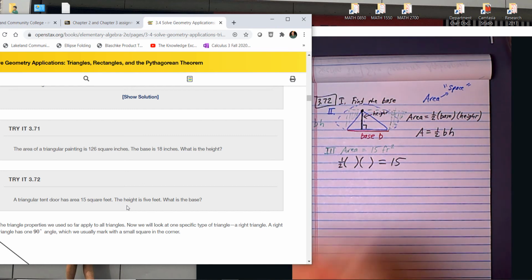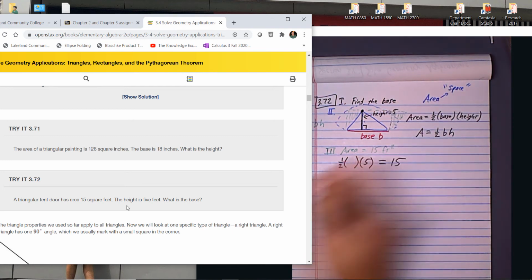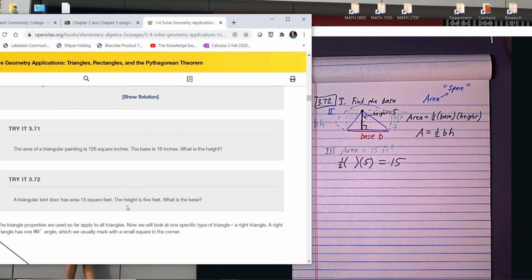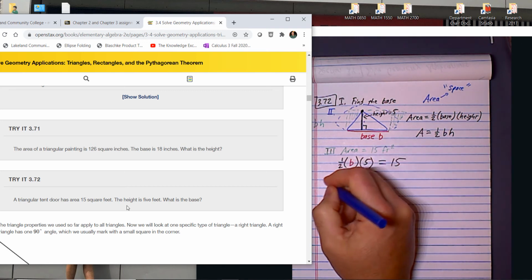The height is 5 feet. So we can write that the height is 5 feet. So I can put a 5 here, and I can put a b here, and I have a 1/2. And so we're done with step 3. We've found an equation. And so step 4 is to try and solve the equation.